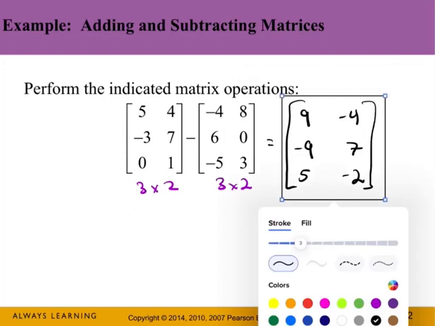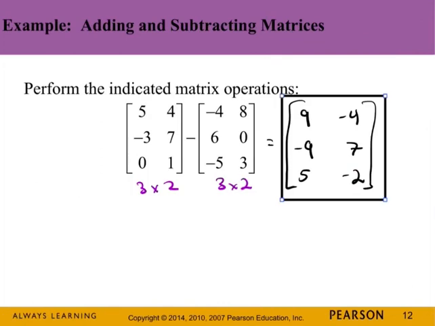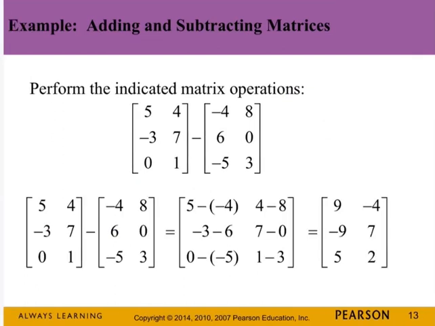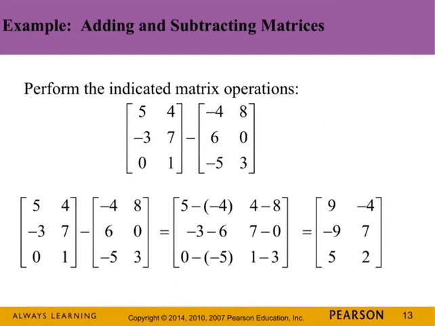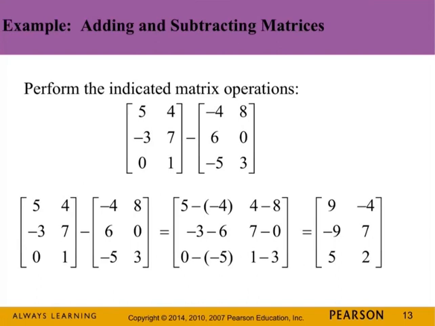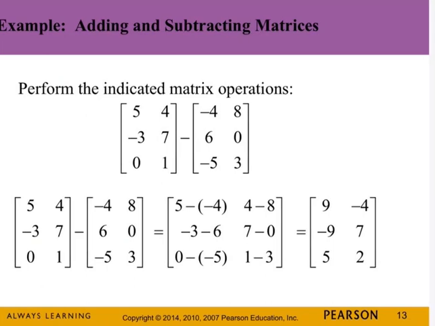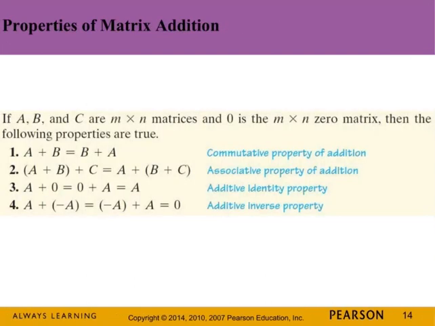That's okay. Let's just go. That's decent. Oh no. 9, -4, -9, 7, 5, -2. 9, -4. Yeah, we got it. Okay. Oh no. Okay, let's back up. I think that's where we left off. Nice.